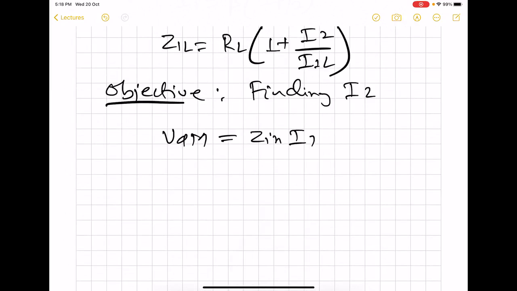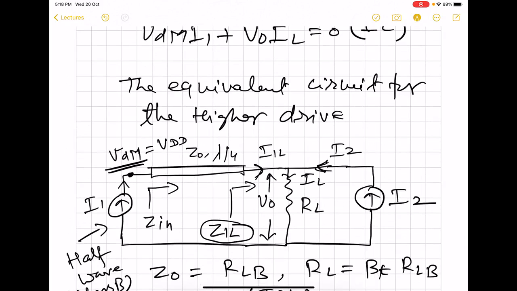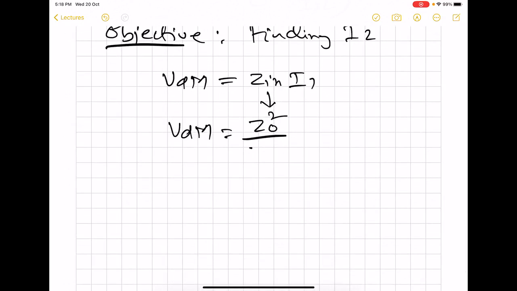So now what is this VDM, or this Z in? We can substitute this Z in using the relation for the lambda by 4 line. So this will become Z naught squared divided by the load at the other end of the lambda by 4 line, and the load at the other end is Z1L. This is the effective load, although the physical load is RL. So we will have to take this effective load perceived by the transmission line. So this becomes Z naught squared by Z1L, into I1.